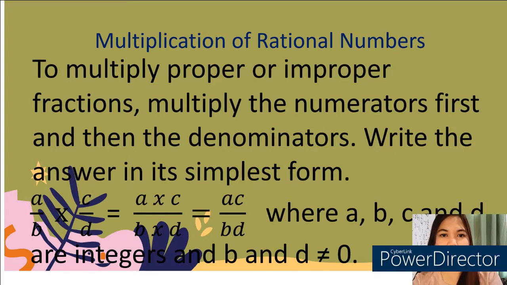Okay, so we have the example A over B times C over D. You're going to multiply numerator to numerator, so we have A times C, and denominator to denominator, so we have B times D. So A times C equals AC, and B times D is BD, where A, B, C, D are integers, and B and D, as much as possible, are not equal to 0.